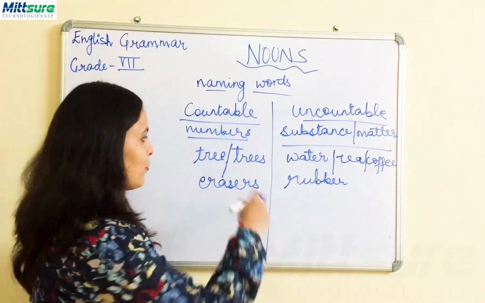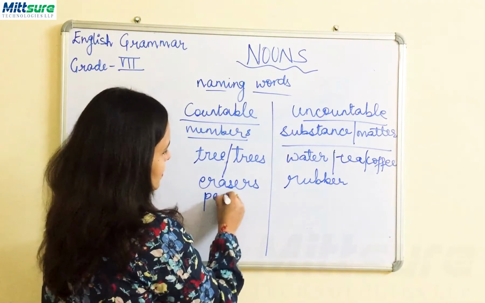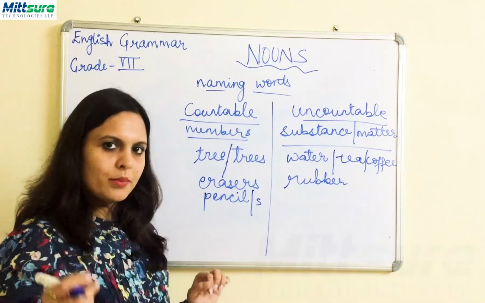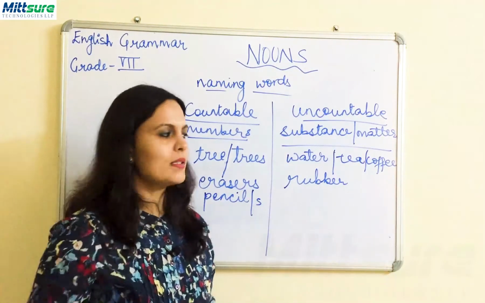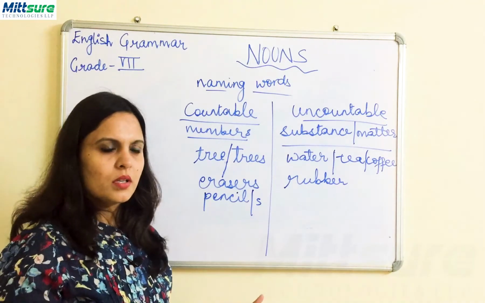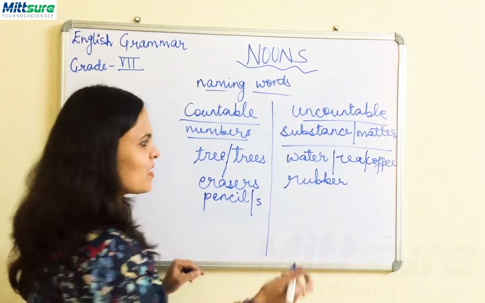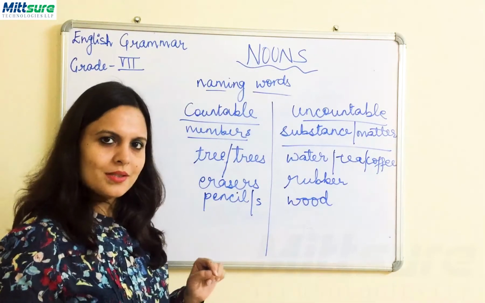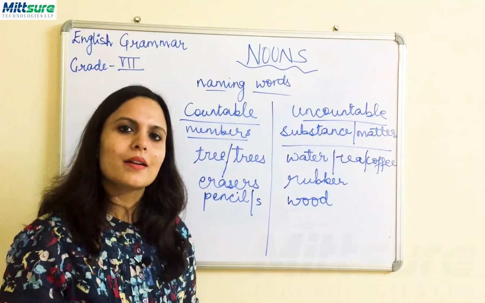Right? Similarly, from trees, what comes? The pencils. So we can actually count the pencils. We can say 1 pencil, 2 pencils, 3 pencils or 4 pencils. Right? But can we count the wood? Wood or woods? There are 3 woods or 5 woods. No, we can just say a piece of wood. Right? So wood is again a substance, a matter, which is uncountable.